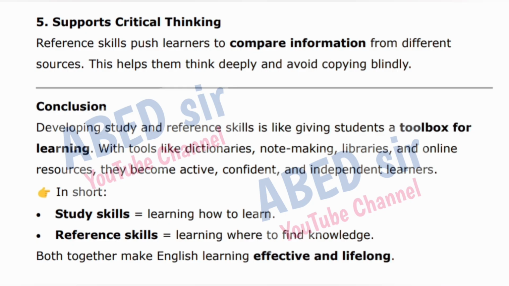Conclusion. Developing study and reference skills is like giving students a toolbox for learning. With tools like dictionaries, note-making, libraries, and online resources, they become active, confident, and independent learners. In short, study skills means learning how to learn. Reference skills means learning where to find knowledge. Both together make English learning effective and lifelong.